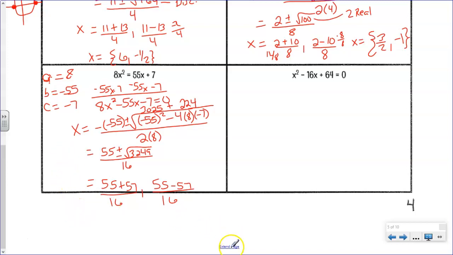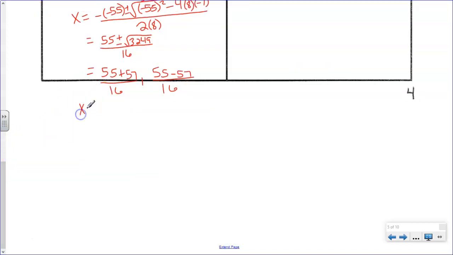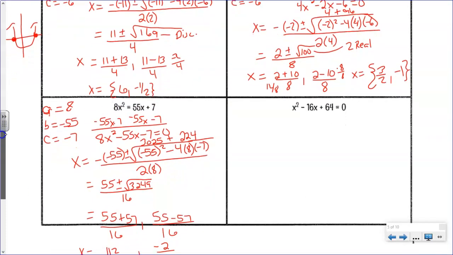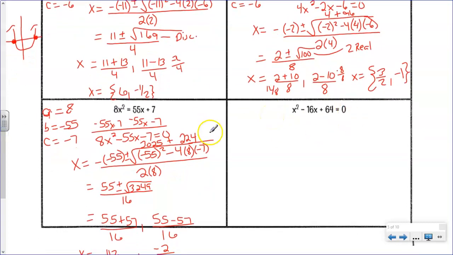You can do that. So now x equals 55 plus 57 is 112 divided by 16, which is 7. So that first one is 7. 55 minus 57 is negative 2 over 16, so that's negative 1/8. Okay, so hopefully this is getting easier. Please stop the video and do the next one, and then let's come back and see how you did.